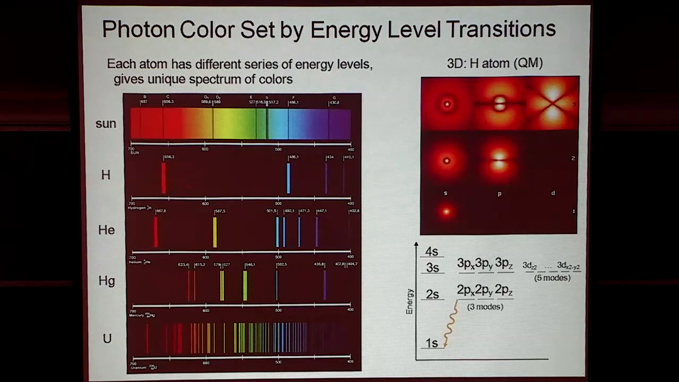Here it is for hydrogen. Here it is for helium. It's more complicated. Other atoms have even more complicated spectra, very rich spectra. One can understand that. But the basic idea comes from these electron standing waves. The fact that each atom has its own standing wave pattern transition is very nice.